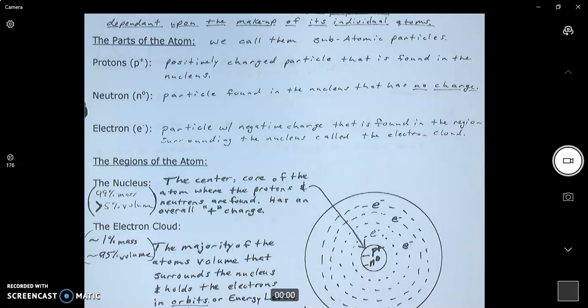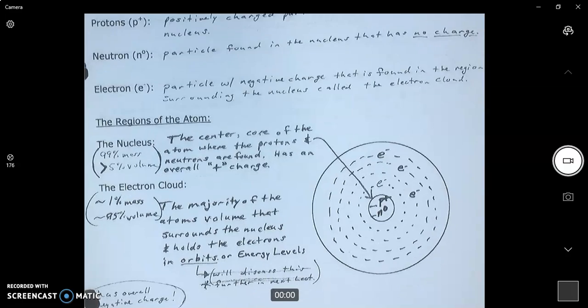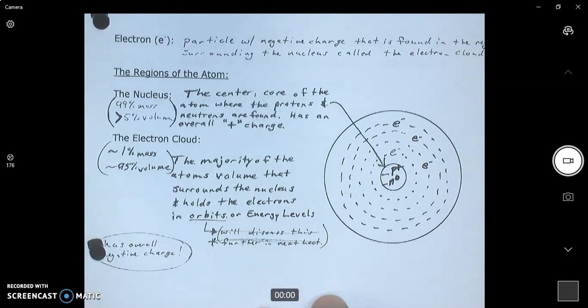Now, if we look at our diagram of the atom here, we have the nucleus, which contains over 99% of the atom's mass and takes up less than 5% of the atom's volume. It's the center or the core of the atom where the protons and neutrons are found. It has an overall positive charge because it has positive protons and neutral neutrons. So all the positive nature of the atom is found in the nucleus.